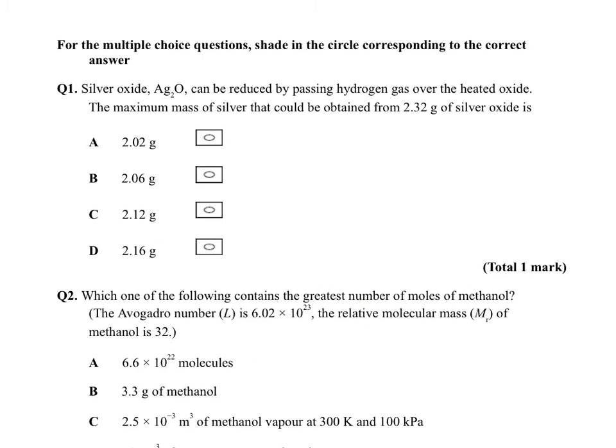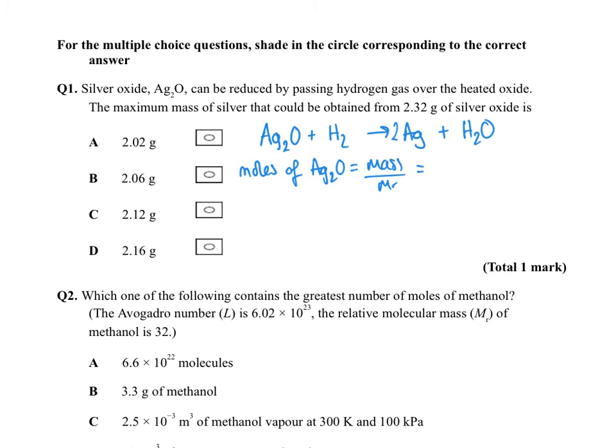Silver oxide can be reduced by passing hydrogen gas over the heated oxide. The maximum mass of silver that could be obtained from 2.32 grams of silver oxide is... Okay, so the first thing we need to do is write a formula to see how they react. Once we've done that, we can work out the moles of silver oxide, which is going to be mass over MR. The mass is given to you in the question as 2.32. The MR is 231.8, so that gives us 0.01 moles.